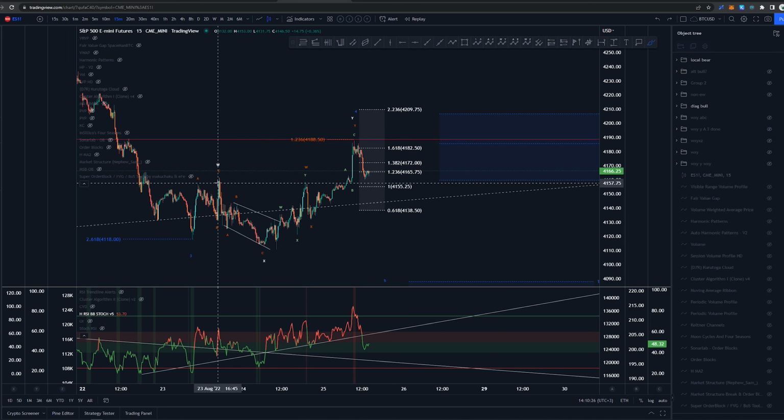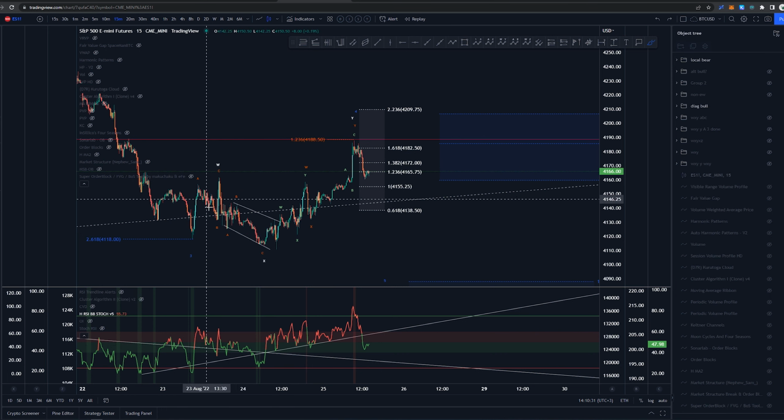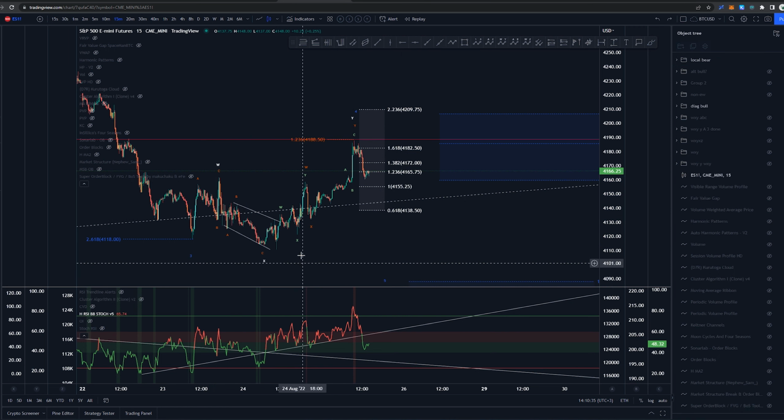However, I can't really get this structure to end here with any kind of good looking structures over here, so that's why I have it labeled as such in here.